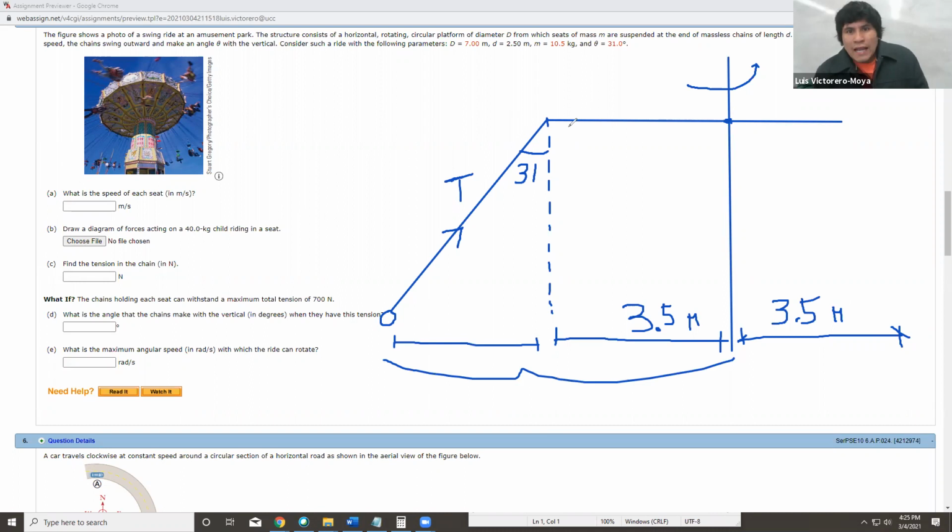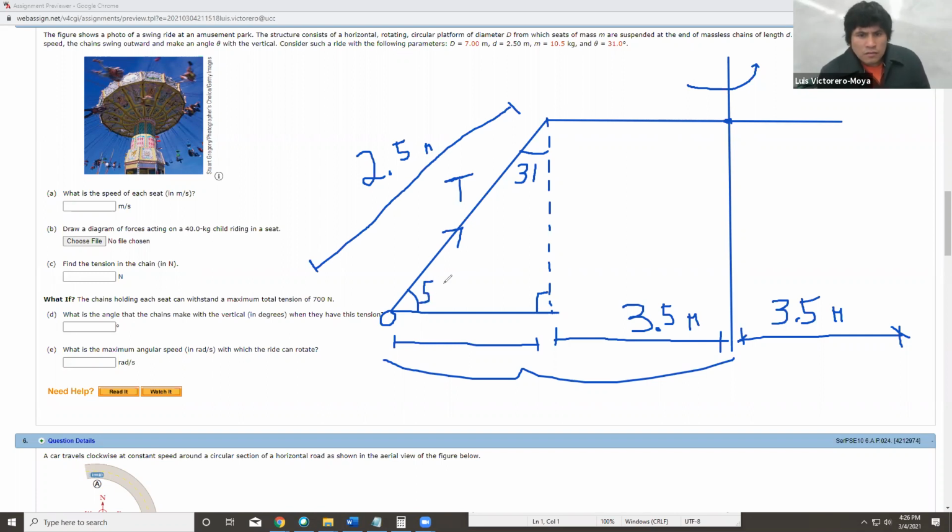What is this? Well, they give you the length of the chain. They tell you that it is 2.5 meters in my problem here. So I need to find this angle, which I can do because I know this angle is 90. If this is 31, this should be 59. Now, what's here? mg. And what was here? The component of the tension. Here you can also break it, right?